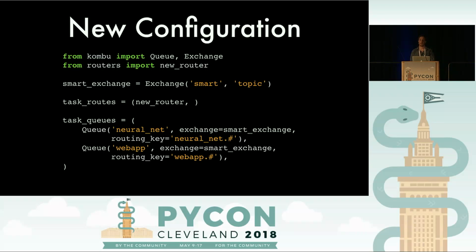Here's what the new configuration code looks like all together. As you can see, we have our new smart topic exchange, our new Celery router now on the producer, and our two queues with the appropriate bindings to this new exchange that we made.